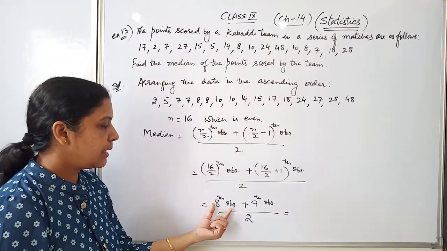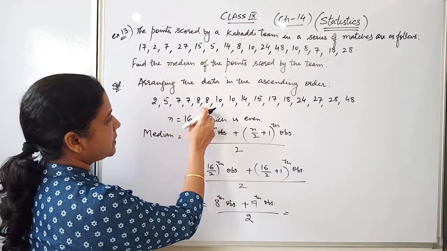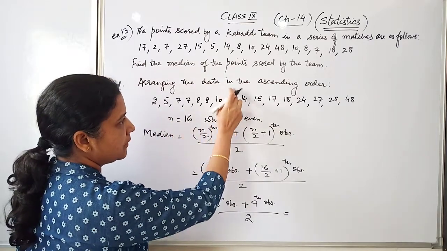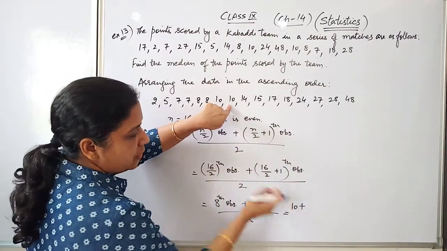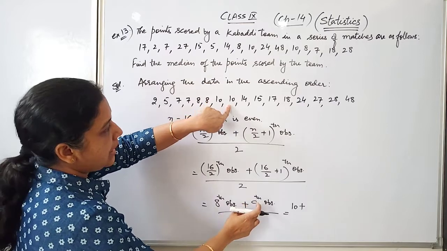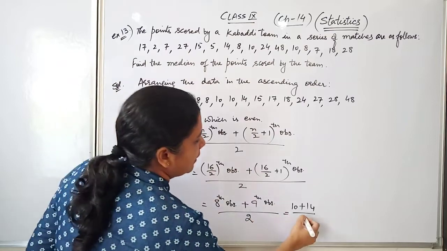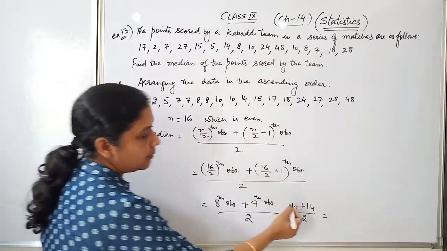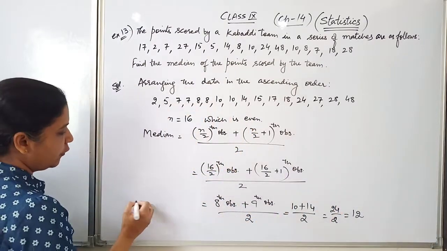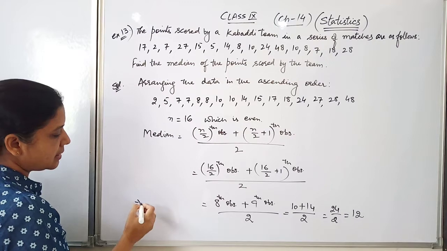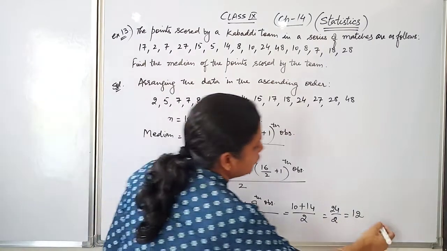Now I am going to pick up the 8th observation from the arranged data. 1, 2, 3, 4, 5, 6, 7, 8. So this is the 8th observation, that is 10. This is the value of the 8th observation plus the 9th observation. Next is 14. The 9th observation is 14, divided by 2. 10 plus 14 gives us 24 by 2, which is 12. Therefore, they had asked us the median of the points scored. Therefore, median score is equal to 12.